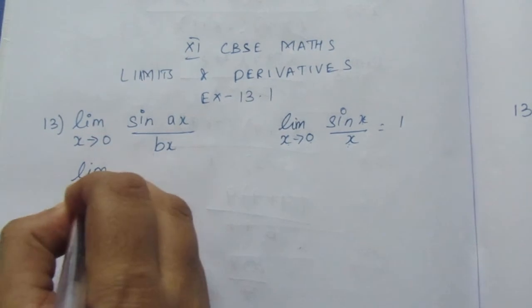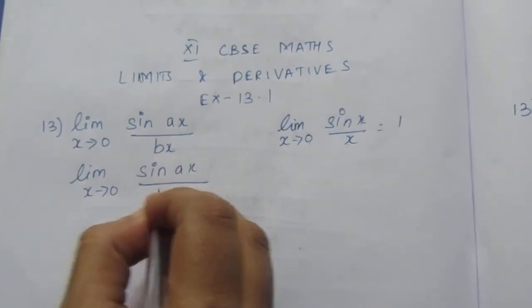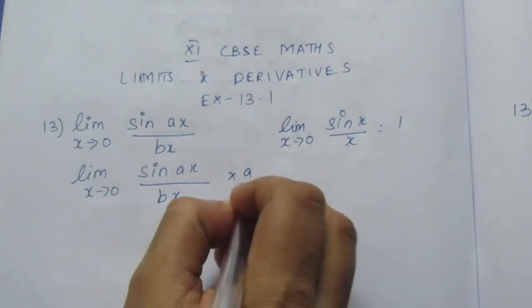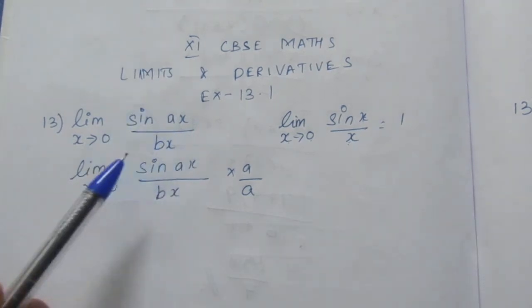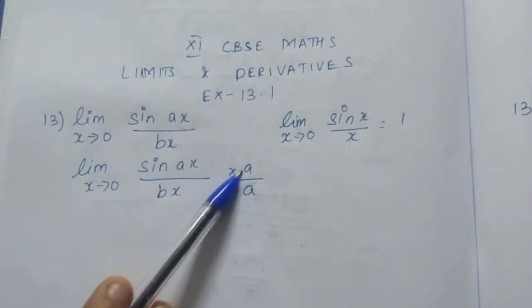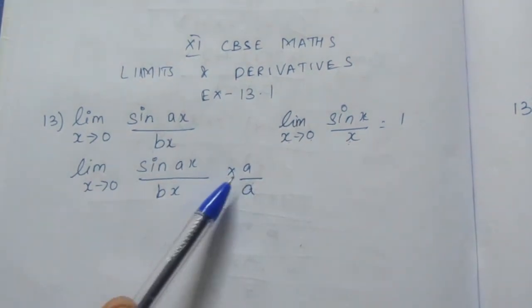Let me write the question again. I will multiply both the numerator and the denominator with a. As I told before, we can't change the question, we have no right to change the question. Here both get cancelled, so there is no problem in writing a in the numerator and denominator.